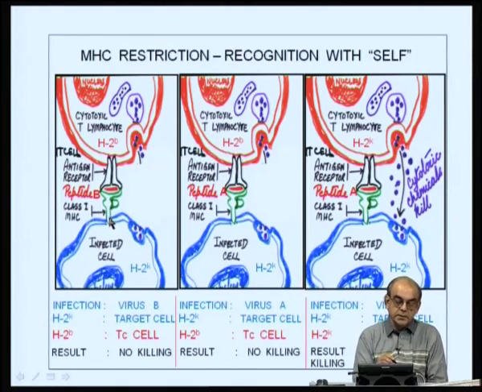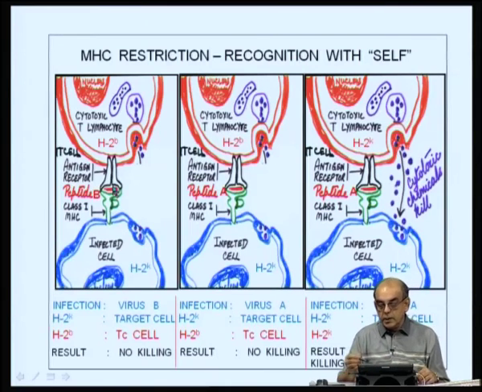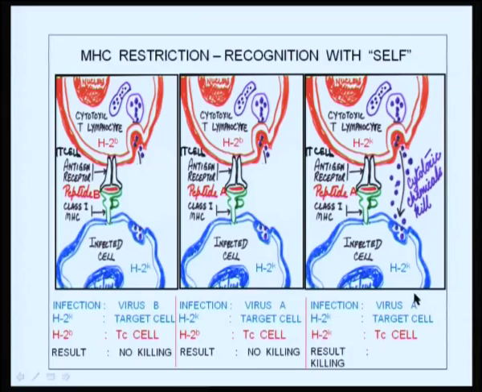This class 1 MHC molecule is in turn bound to the viral derived peptide, and in this case we will come to the right of the slide over here, which we call as one virus A. Just for an example, it could be any virus like influenza virus, Japanese encephalitis virus, and so on.